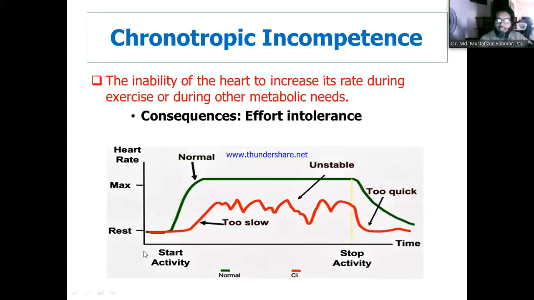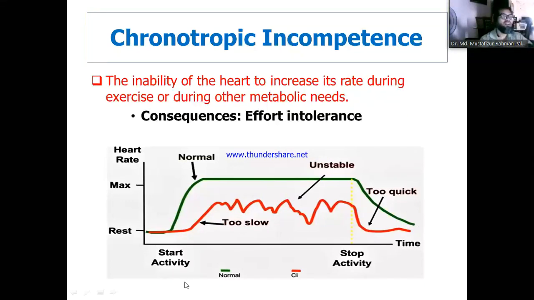So it is the activity and it is the heart rate. If you start from the resting state and begin activity, in normal cases the heart rate will rise very sharply to the maximal rate. Then there is a plateau state, with activity continuing, and the plateau will be stable. After the activity stops, it quickly returns to the baseline.